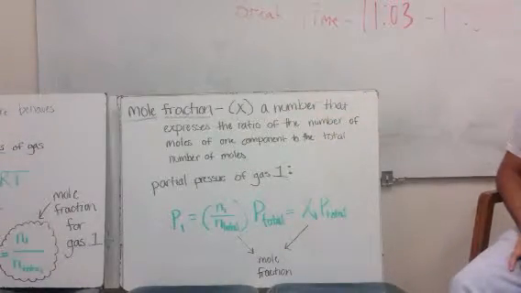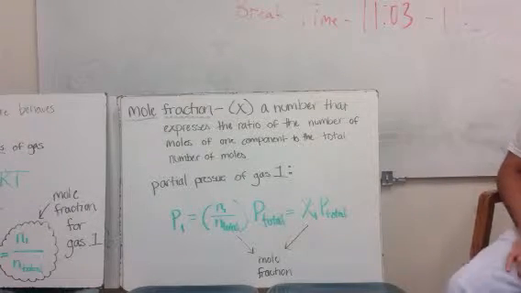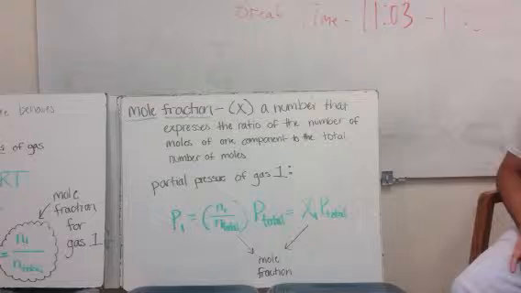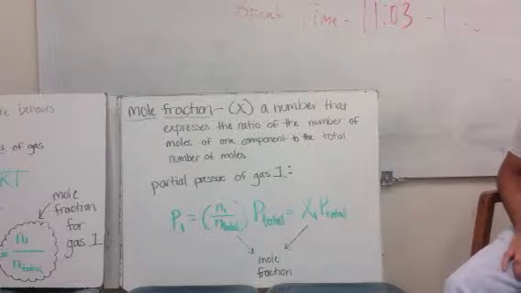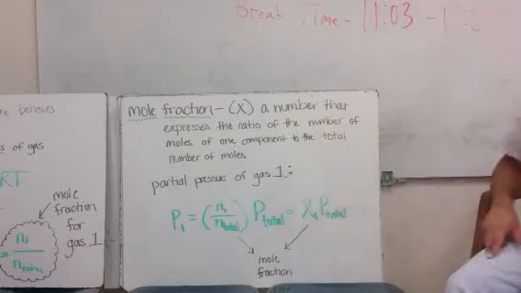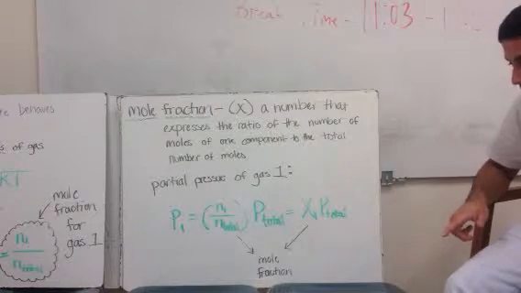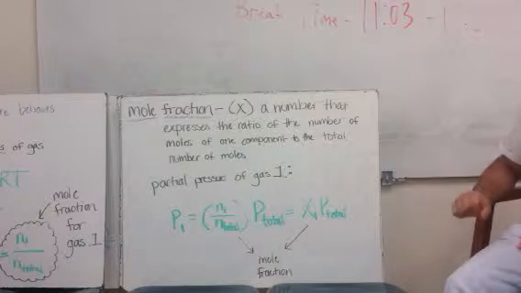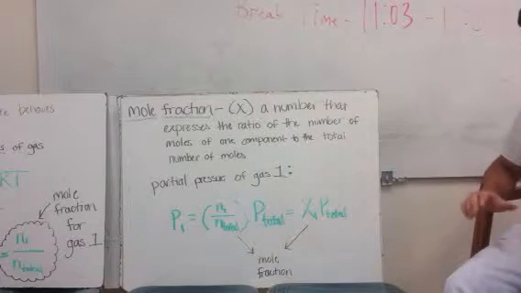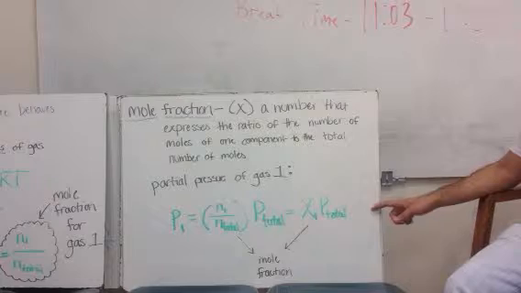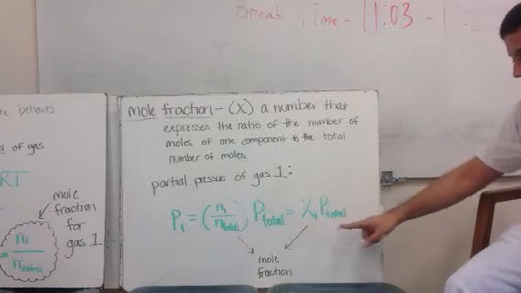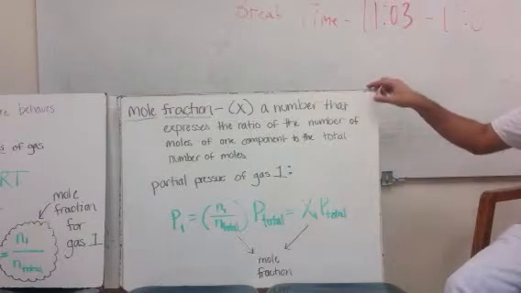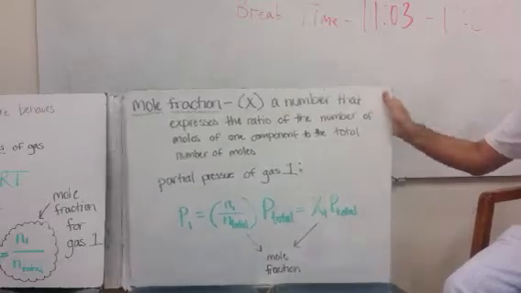So mole fraction can also be written as just X in an equation. And it's just the number that expresses the ratio of number of moles of a component to the total number of moles in the mixture. So going back to this hypothetical gas 1, the partial pressure for gas 1 would be the N1 over the N total times the total pressure of the entire mixture, to give us the mole fraction multiplied by the total pressure of the mixture.